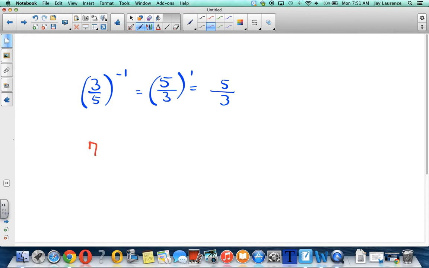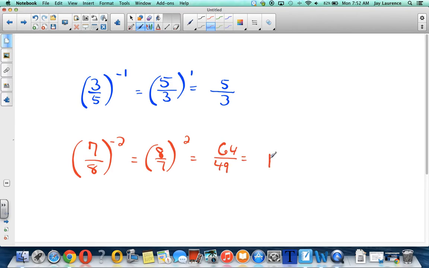How about 7/8 to the negative second? Well, I'm going to take care of this negative exponent, so I will use the reciprocal. And then I'll square both numbers. I'll square this 8, and I'll square the 7. If I want to go mixed number, it's going to be 1 and 15/49, I believe, right? By the way, I'm expecting you to know how to do this.